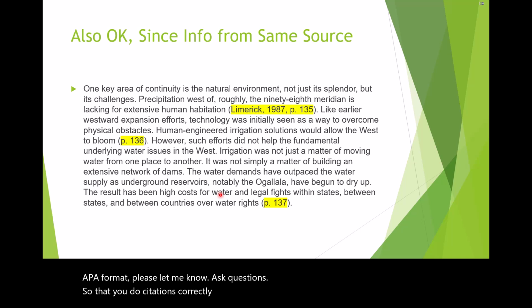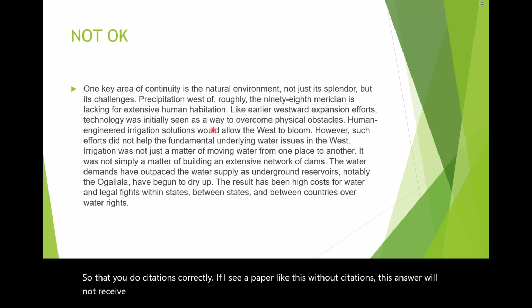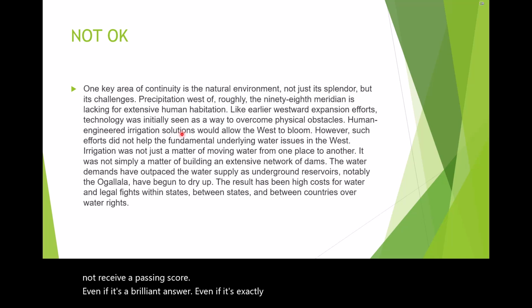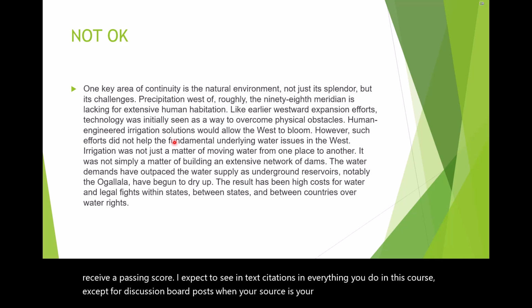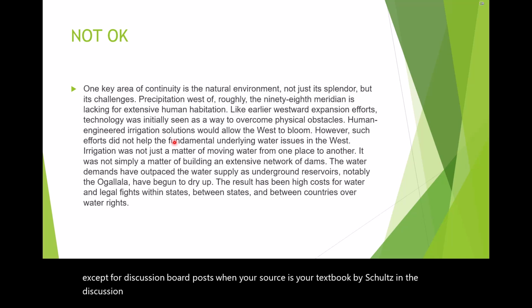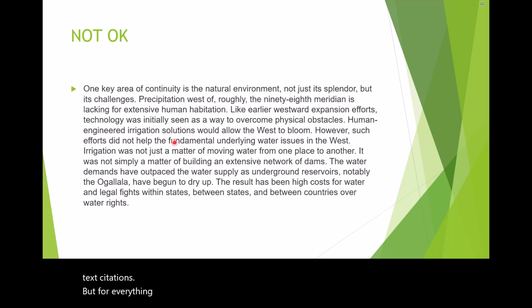If I see a paper like this without citations, this answer will not receive a passing score. Even if it's a brilliant answer, even if it's exactly right, if there are no citations, it will not receive a passing score. I expect to see in-text citations in everything you do in this course, except for discussion board posts when your source is your textbook by Schultz. In a discussion board post, if your source is the textbook by Schultz, you do not need to include in-text citations. But for everything else, you do.